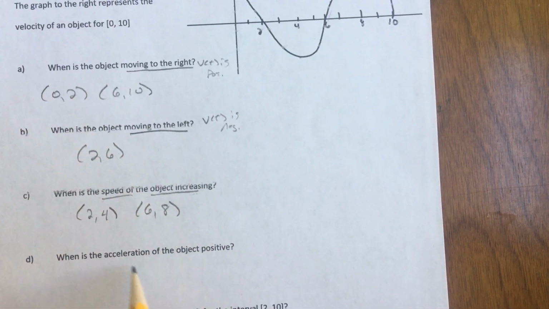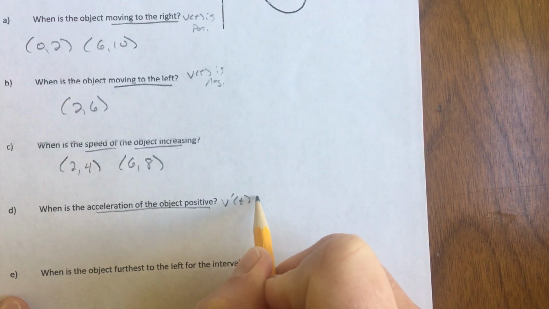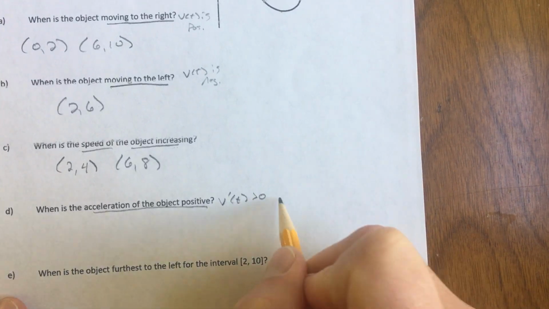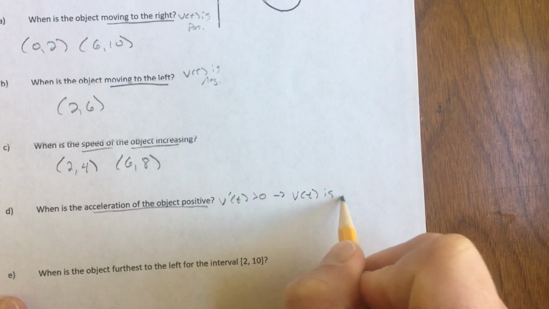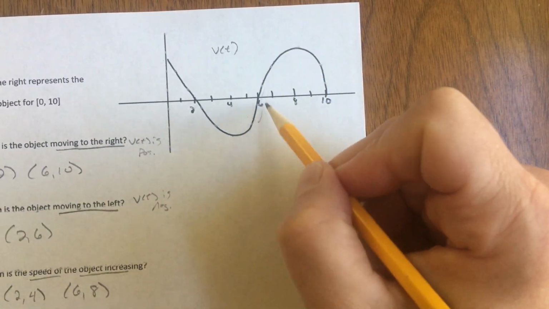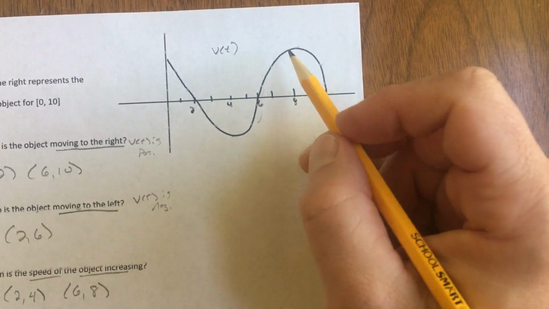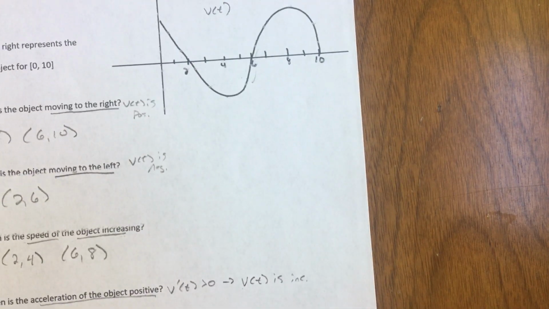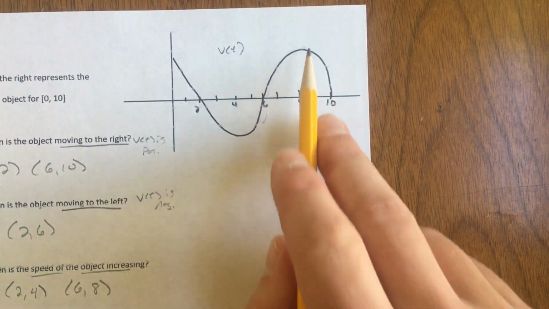When is the acceleration of the object positive? Now, acceleration is change in velocity, right? So it's when v prime of t is positive. Or another way of thinking of it is when v of t, when the velocity, is increasing. Whenever velocity is increasing, the derivative slopes will be positive. That's what acceleration is representing. So when is acceleration positive? When this is increasing, which looks like from 4 to 8.